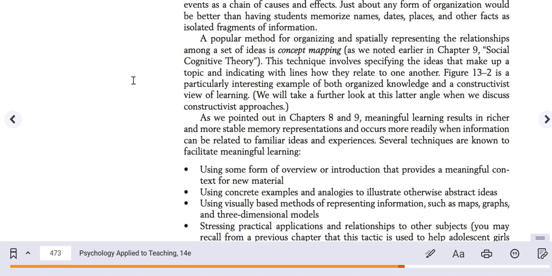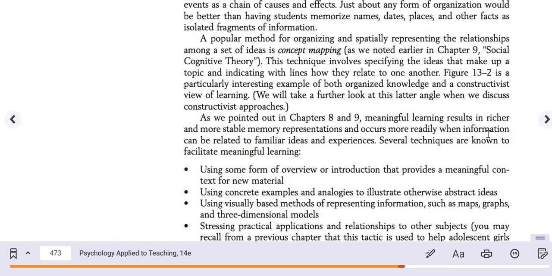As we pointed out in Chapters 8 and 9, meaningful learning results in richer and more stable memory representations and occurs more readily when information can be related to familiar ideas and experiences. Several techniques are known to facilitate meaningful learning. Using some form of overview or introduction that provides a meaningful context for new material. Using concrete examples and analogies to illustrate otherwise abstract ideas.